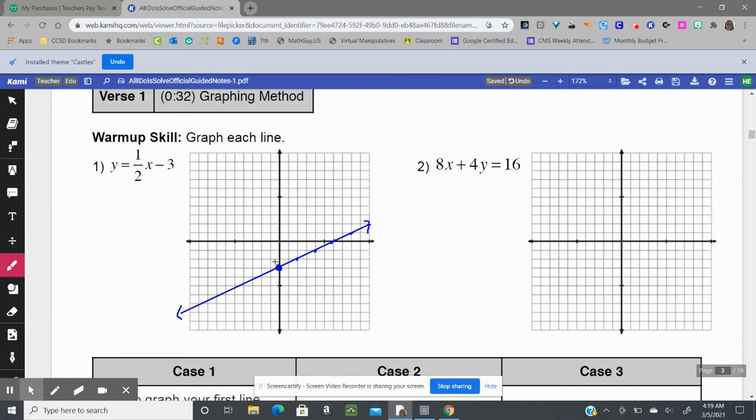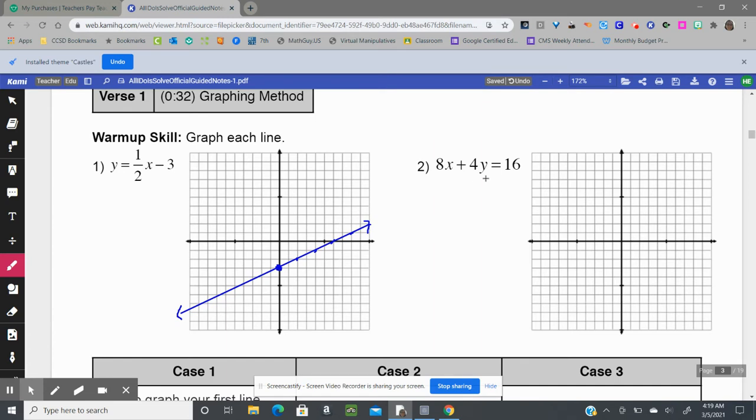Now, any ordered pair on this line is a part of the solution for this equation. So if we take this lattice point, 4, -1, and substitute those values in, we'd have a true equation. That's important for today.